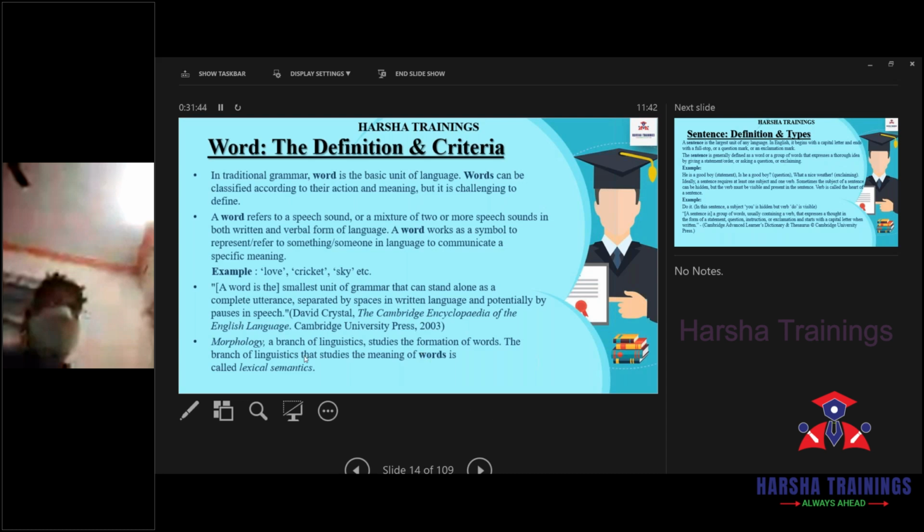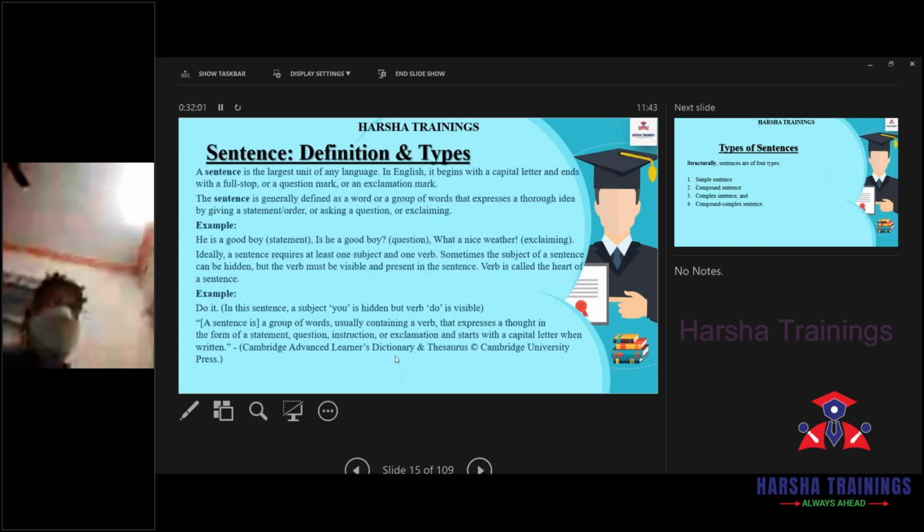The branch of linguistics that studies the meaning of these words is called lexical semantics. Lexical means the words, vocabulary. Now we know what a word is. Now, what is a sentence?